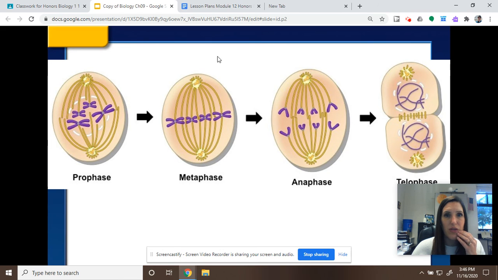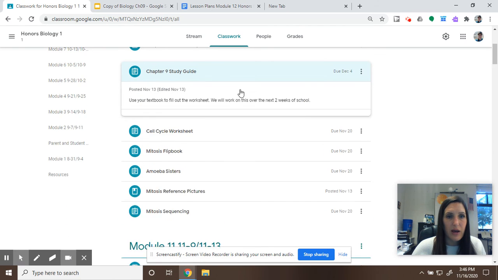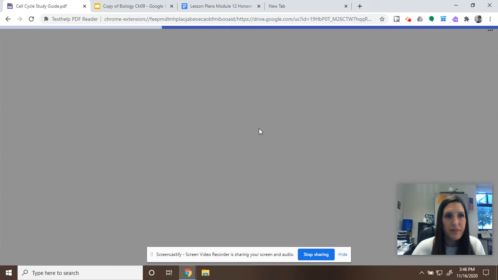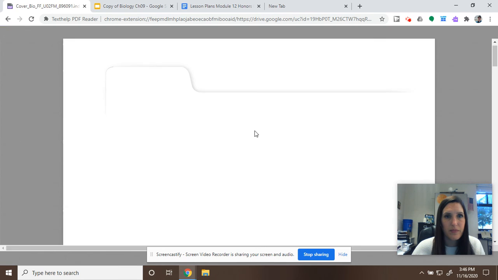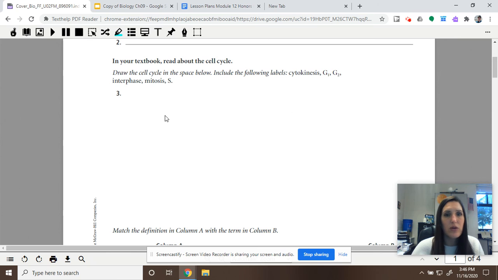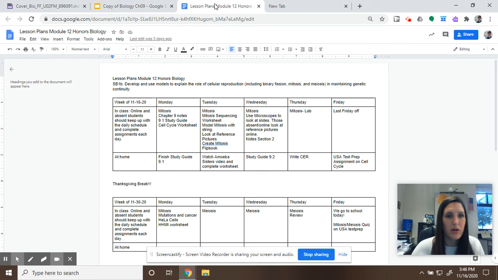All right, after this, you need to do the study guide, okay? Just section 1 today, 9.1. Okay? Just 9.1. Here you're drawing that circle and labeling the parts of the cell cycle, okay? And you should be able to answer these questions on here.